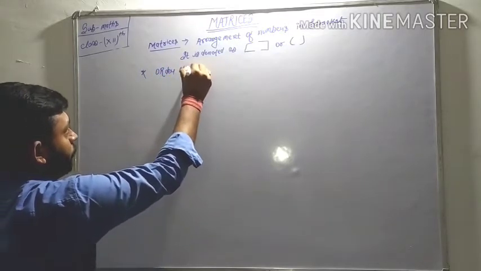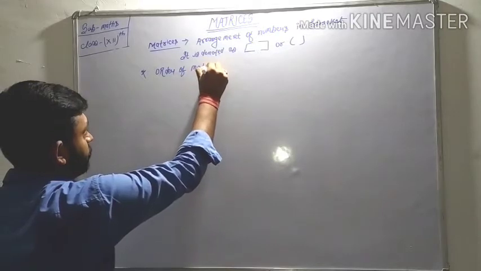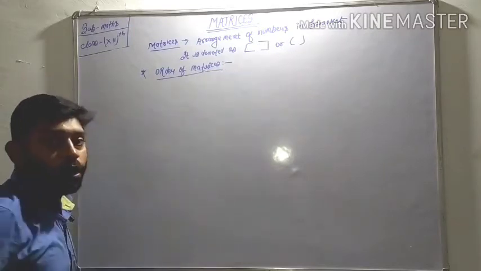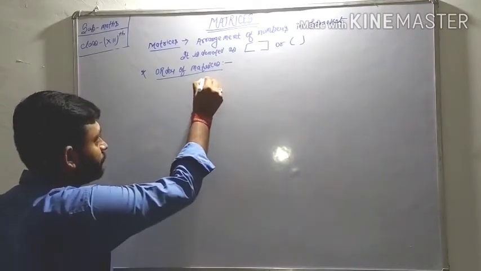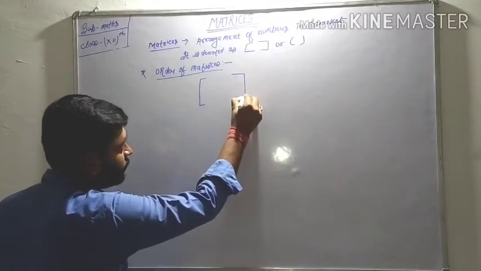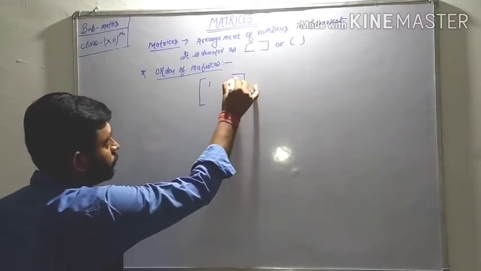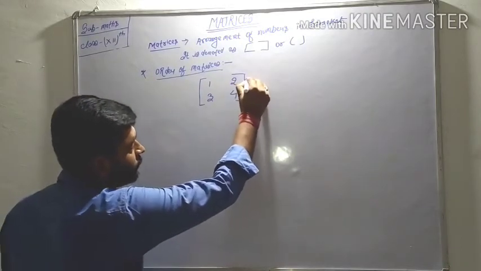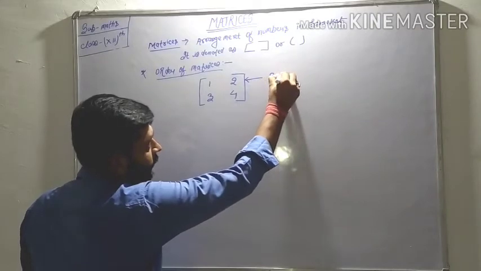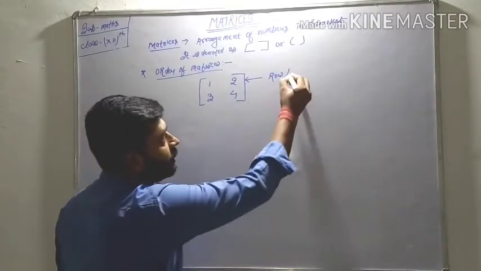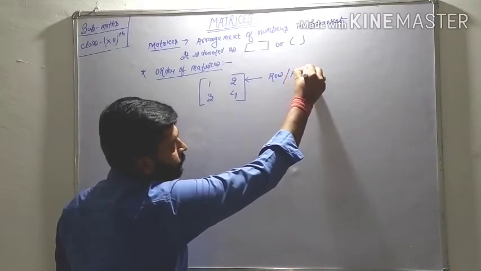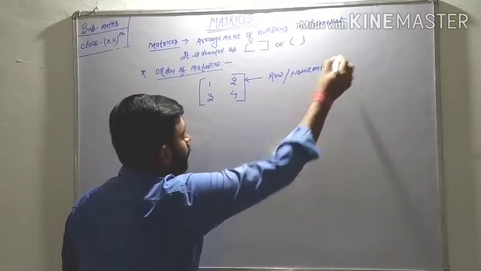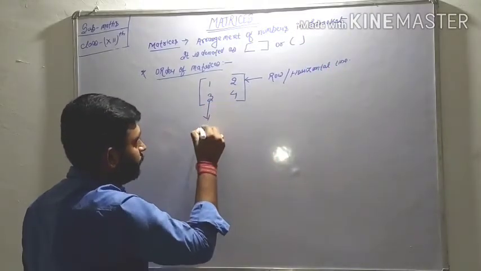Order of matrices. What is the order of matrices? Let us suppose the given example is the numbers 1, 2, 3, 4. Now, this line is called a row. That is, a horizontal line is called a row.